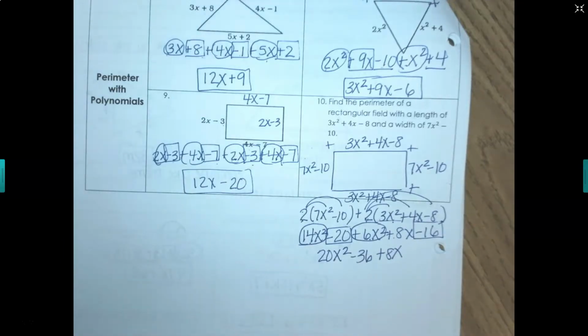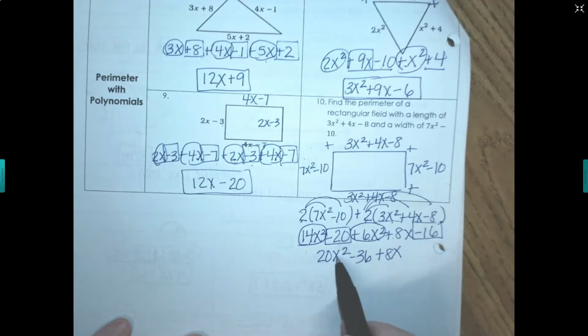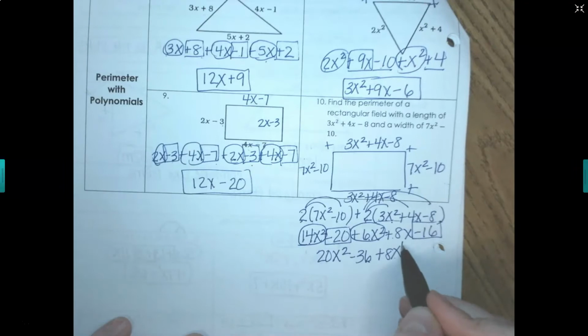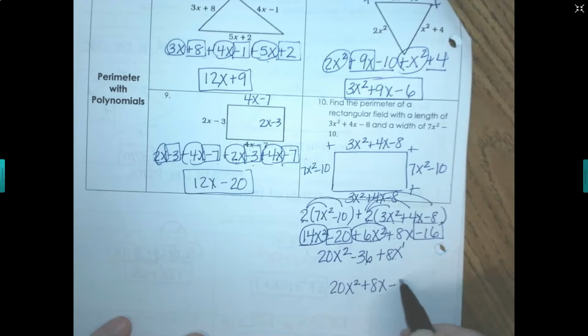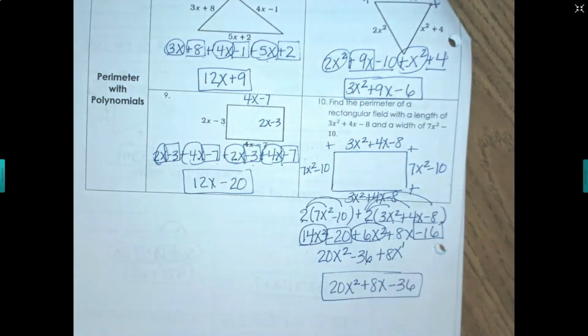Okay, so we need to put this into standard form. All right, so the x squared, that's the biggest exponent, 2. This one has none, that one has 1. So the 20x squared will go first. And then we have, this is a constant, it has to go last. Our next biggest exponent is 8x. So we have plus 8x minus 36. That's our final answer.